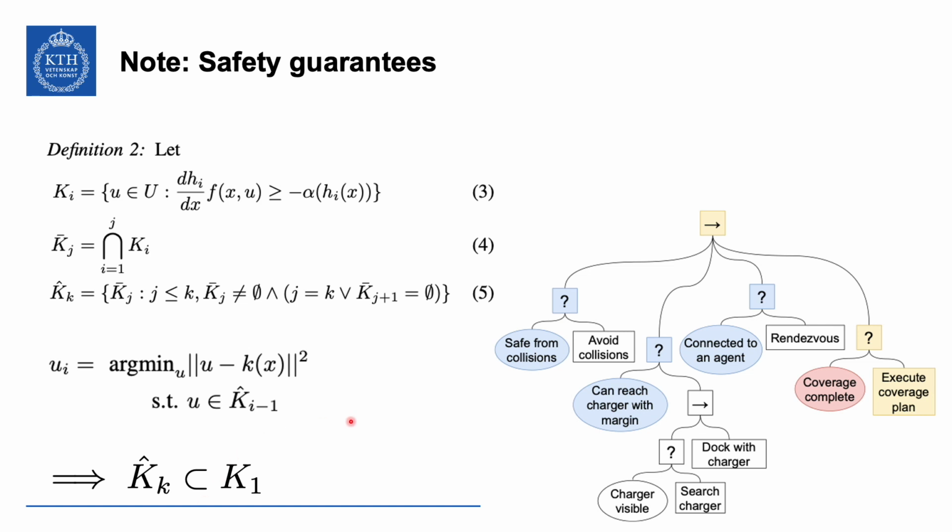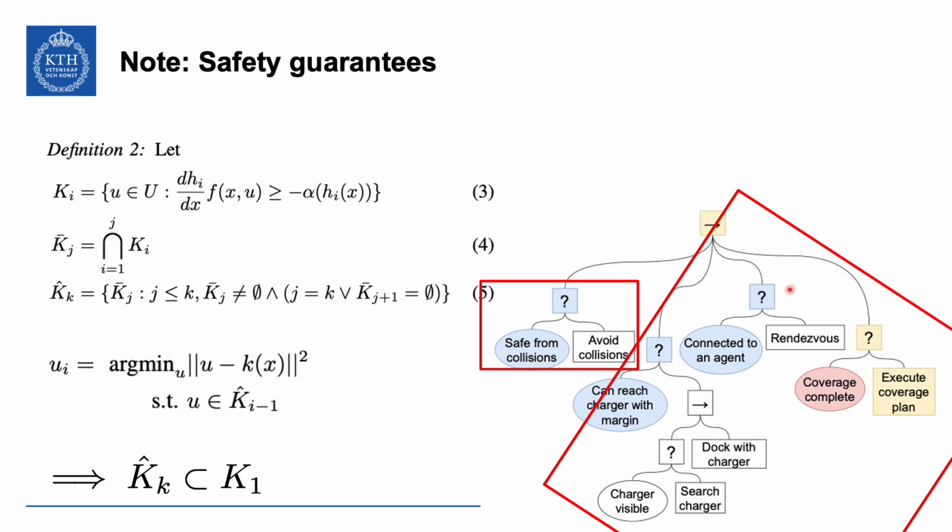So just a final note on safety guarantees. With this setup, we can note that this K1 set, which guarantees safety or guarantees invariance of our first set, this K hat guy here, over here, is always going to be, so it's an intersection of sets, so it's always going to be inside K1. So the controls we use all the time are always going to be inside K1. So that means we're always guaranteed to satisfy the first priority condition.